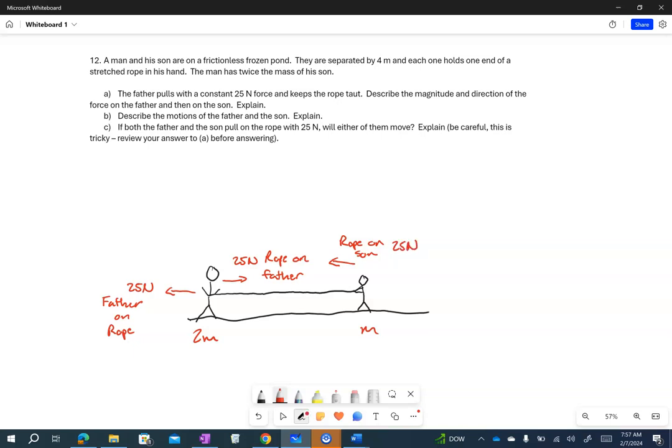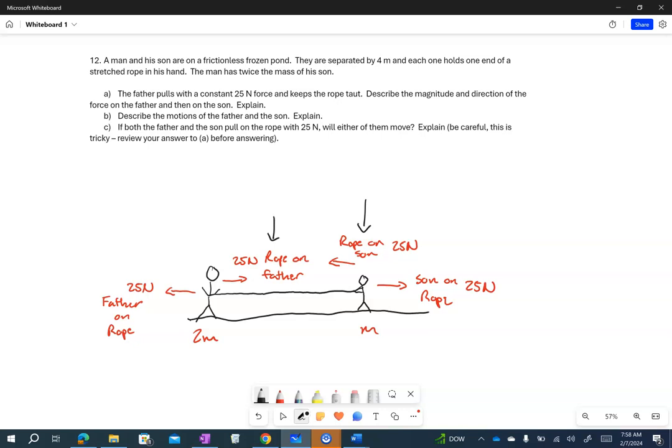What did the son have to do to even just hold on to the rope? Well, the reactionary force of that, which is son on rope, is also going to be 25 newtons. Now, again, of these four forces, there are only 2 acting on the people. We have a 25 newton force of the rope on the father, and a 25 newton force of the rope on the son. So both the net forces on the father and the son are headed towards each other in the middle.